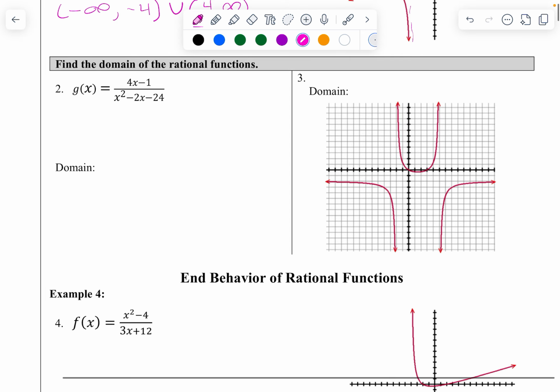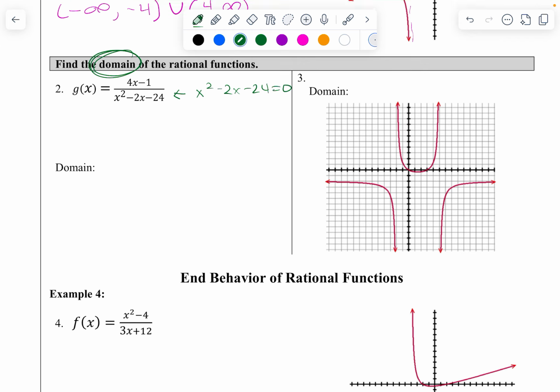So how do we find the domain of other rational functions? Again, when we're talking about the domain, we're only talking about what would make the denominator equal to 0. So let's set the denominator equal to 0, just like we've been doing. We know how to solve this. We're going to factor: what multiplies to negative 24 and adds to negative 2? That looks like negative 6 and positive 4. So we end up with x minus 6 times x plus 4 equals 0. This gives me zeros of 6 and negative 4.